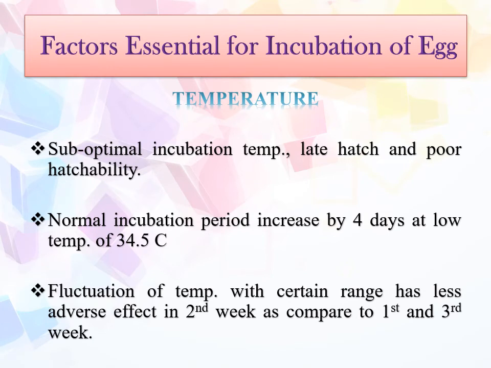Suboptimum temperature will result in late hatch and poor hatchability. So till now we have learned the effect of higher temperature, more than 38 or 39 degrees. Now we will see the effect of lower temperature. We have seen that inside the hatcher or incubator, the temperature must be around 36 to 37 degrees, but by fault in the devices, if the temperature goes down to 30 or 31 degrees, then it will result in late hatch with poor hatchability.